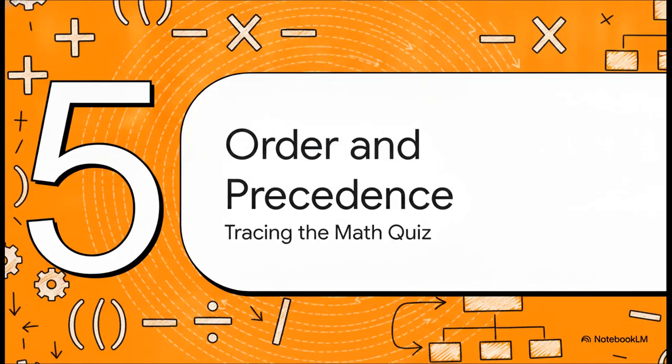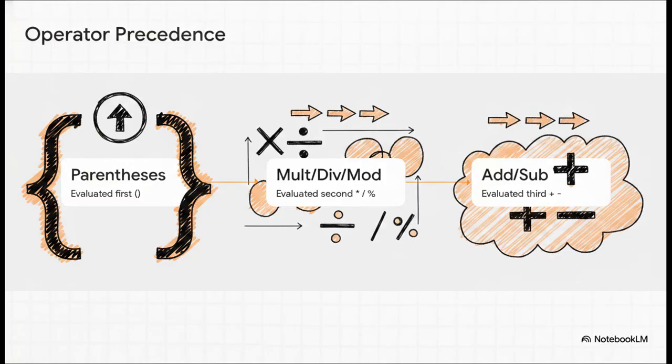Finally, Section 5, Order and Precedence, Tracing the Math Quiz. So, when you're throwing all these operators together, Java follows a very strict operator precedence table. Step 1 is always parentheses. They absolutely get top priority. Step 2 handles your multiplication, division, and that handy little modulo. And then finally, Step 3 comes in to tackle any addition and subtraction. Oh, and if multiple operators are sitting on the exact same level, Java just calculates them straight from left to right.